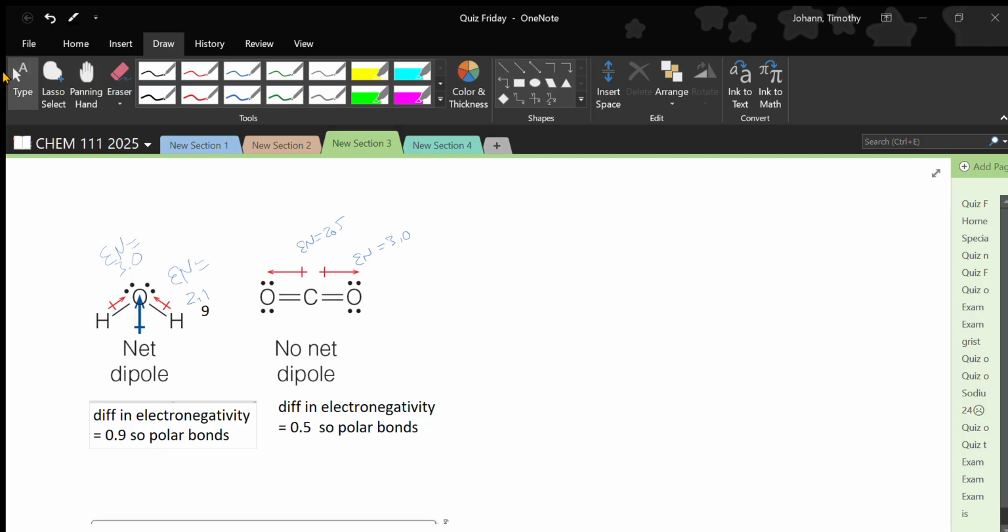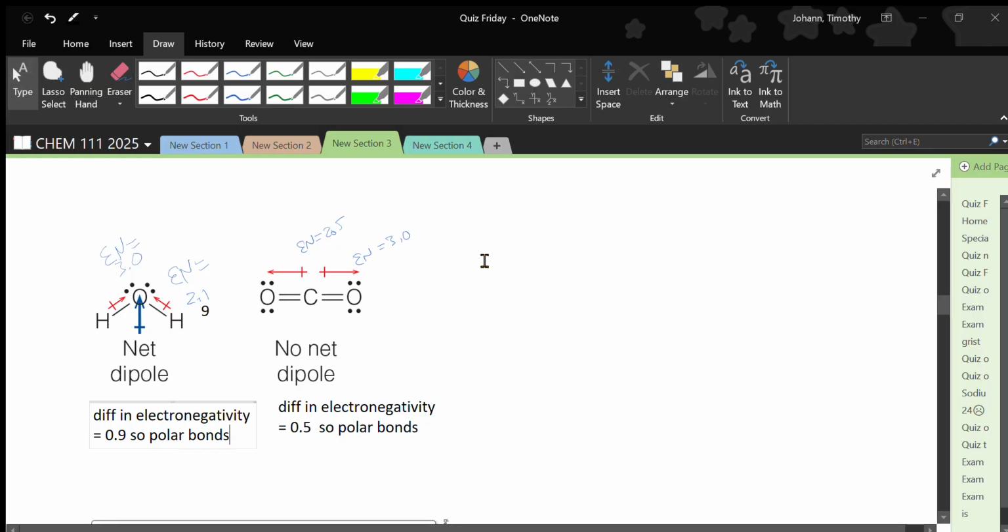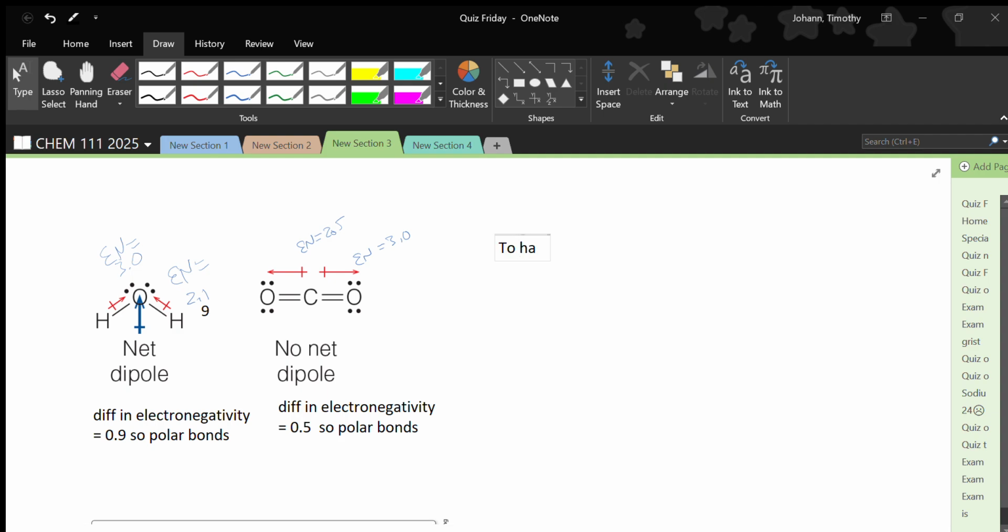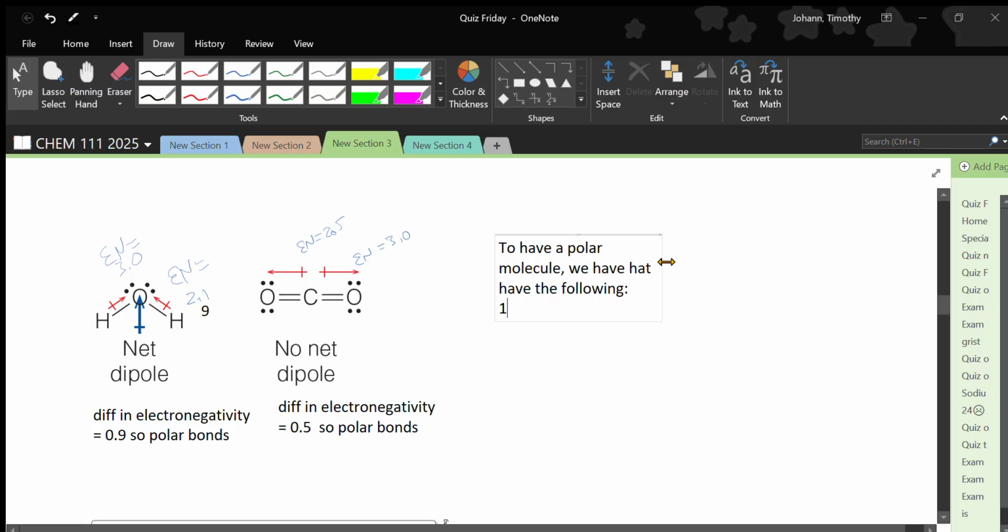Okay, and you've observed this in life. We'll talk about some examples of that. So let's just give some rules for what we need to have a polar molecule. So to have a polar molecule, we have to have the following. Okay, first thing, you have to have polar bonds.